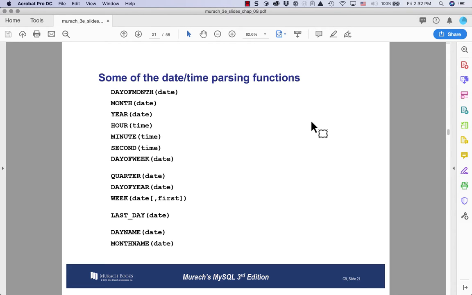Okay, now there are a bunch of date-time parsing functions that are pretty powerful and cool. I think we may have seen some of the formatting stuff, not the parsing stuff, but here we're going to see some pretty cool parsing stuff. So we've got day of month, year, hour, minute, second, day of week. And these work with either dates or times. And we can get the quarter, the day of year, the week of the year, the last day of the month, the day name, the month name. Okay, that's like Thursday and September.